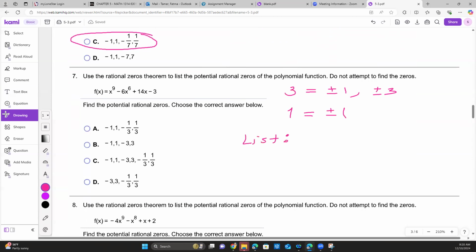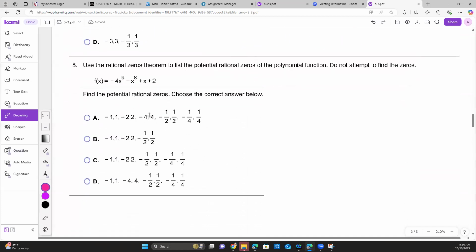The list will be created by dividing 1 by 1, which is just 1, and then dividing 3 by 1, which is just 3. So we will have positive 1, negative 1, positive 3, negative 3. This will be the possible rational zeros for this function.